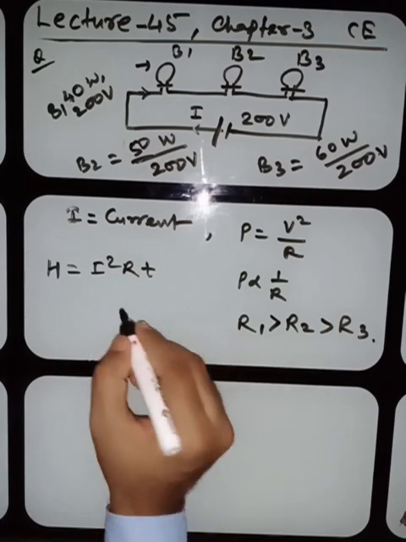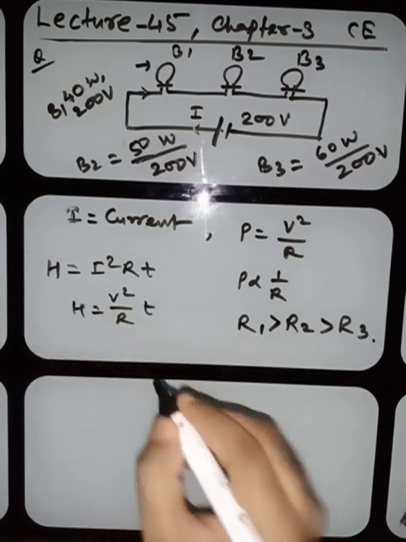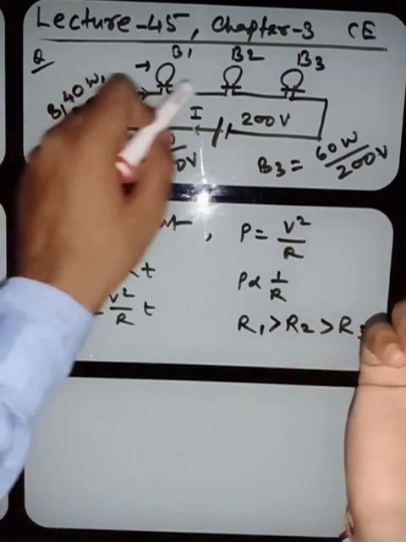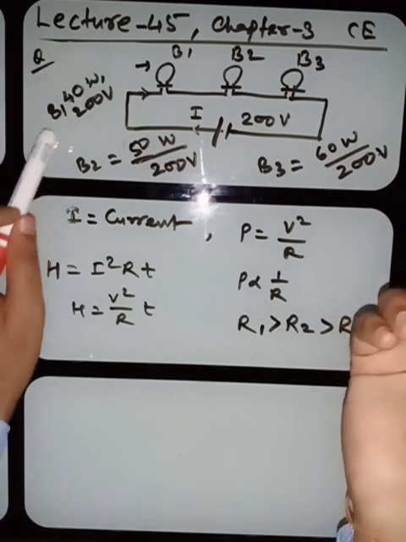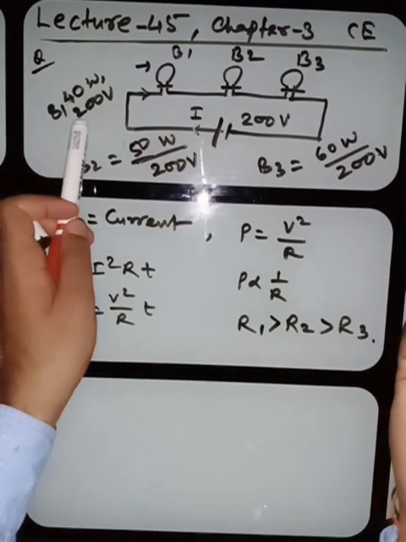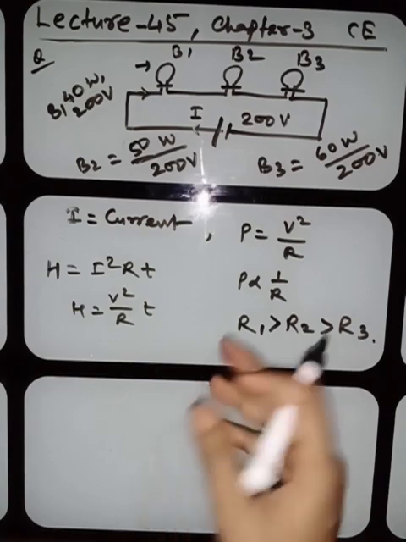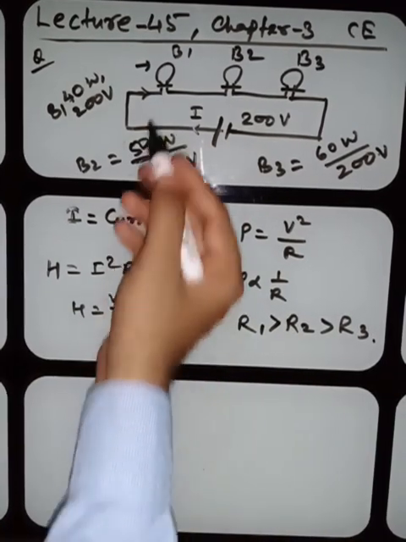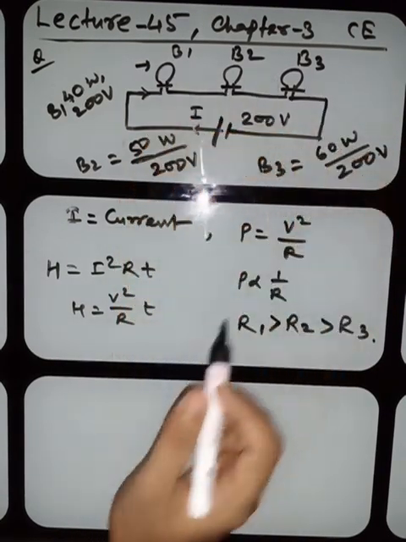Now students will argue that, sir, we have the formula V square by R T also for H. Yes, my dear students, of course, but the voltage received by each bulb will be different. Remember, this is not the voltage 200, actually this was the rating of the bulb. The company made the bulb at 200 volt to maintain the power at 40 watt. Remember, dear student. So now look here, the potentials are different. That's why we are using the current, because the current is the same in all three bulbs.